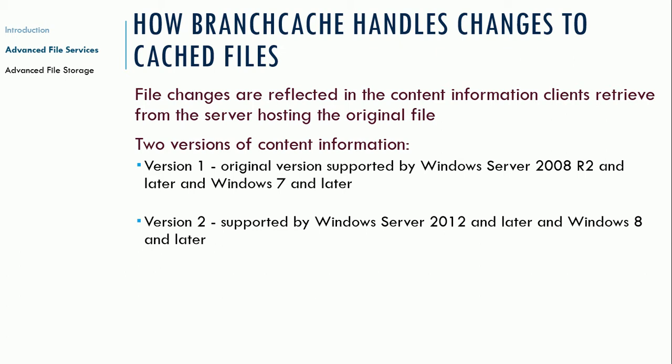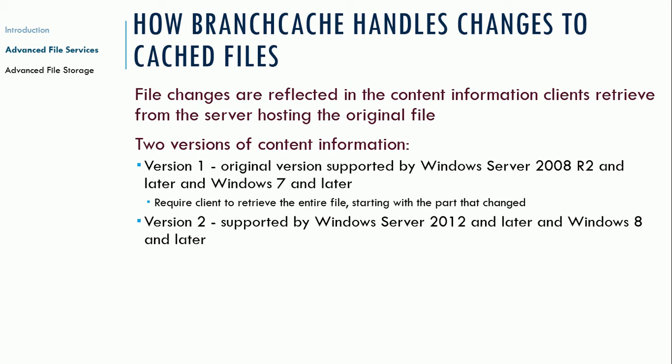So changes to files. This is one of the problems when you cache a file. What happens when you change the file on the server side? That somehow has to notify the BranchCache client side at the branch office. So there's two versions. The version that works with Windows 7 and 2008 R2 is version 1. And the problem with version 1 is it requires you to retrieve the entire file, starting with the part that changed, whenever there's a change. So a lot of times you're re-downloading or re-caching the entire file.